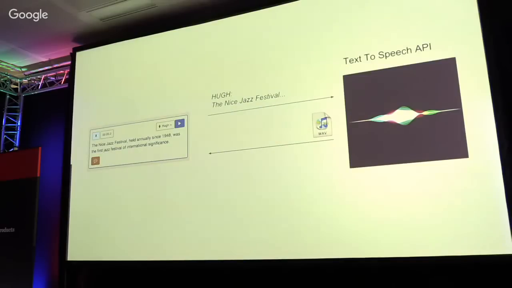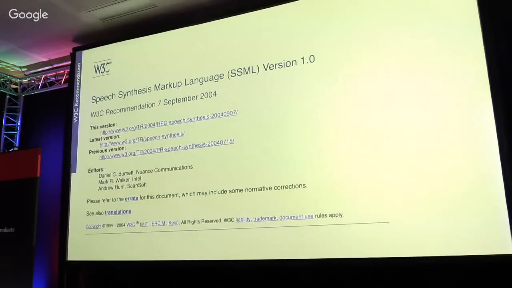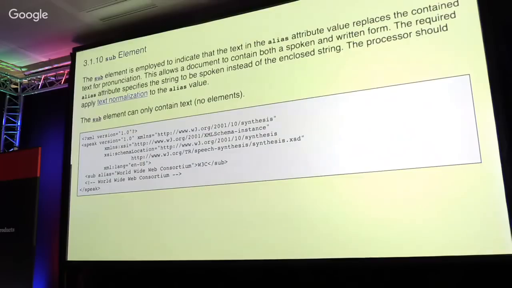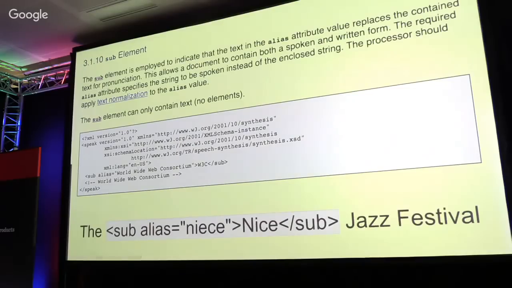So going back to how this thing works, on the right-hand side, our API, it's a solved problem. We don't actually give it text. We give it something called SSML, which is an XML format, which defines how the engine should read the text back. And that's got a bit in the spec called the sub element. If you can see there, I've given it W3C, but I want it to read World Wide Web Consortium. So the theory was, fantastic, we've got the Nice Jazz Festival, and I can make it say it in a different way, but obviously I keep my spelling of Nice.